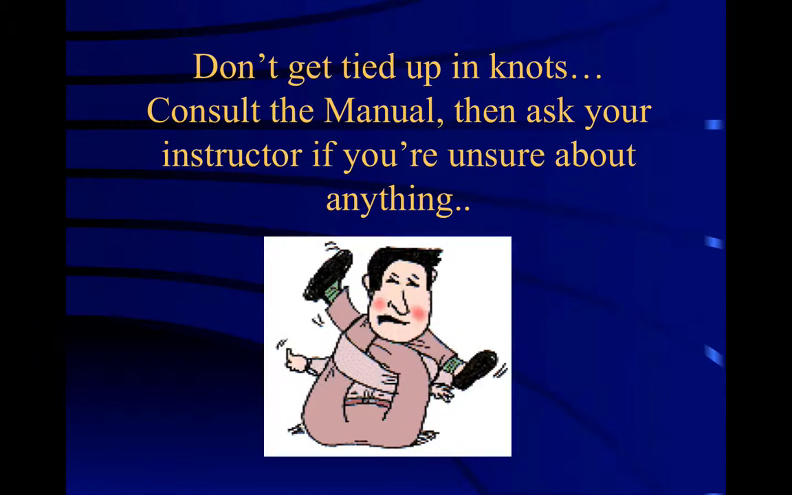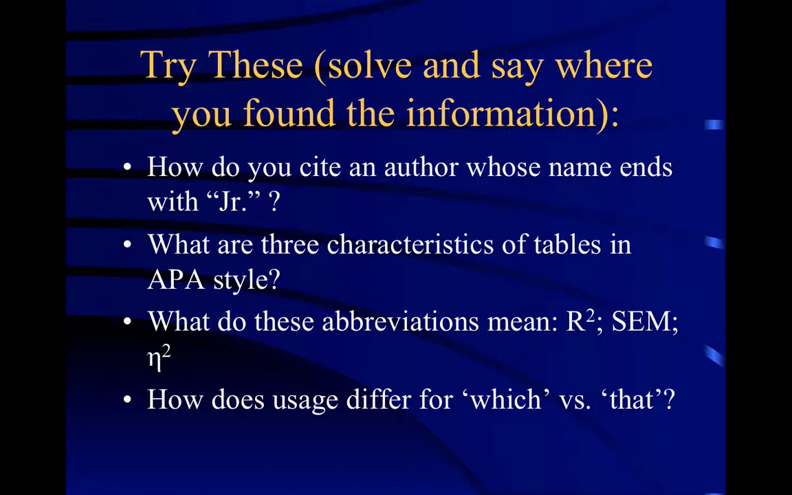Don't get tied up in knots. Consult your manual, and I'm also going to show you some other websites and a very handy printout that you might use. Also ask your instructor if you're unsure of anything. Here's some other things that you might need to learn how to do. How do you cite an author whose name ends with junior? What about characteristics of tables, abbreviations, how to use which or that.